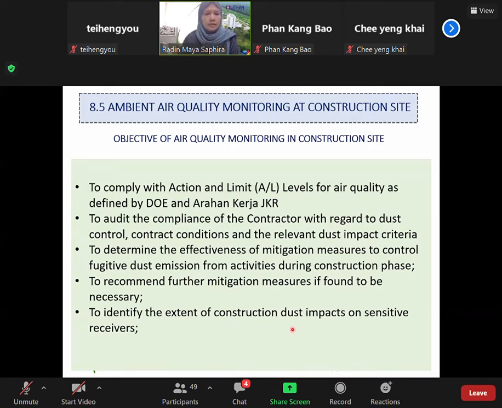And then if anything, what we call that, happens or the dust is very much more than you thought, than you expected, then you need to recommend further mitigation measures if this is necessary.